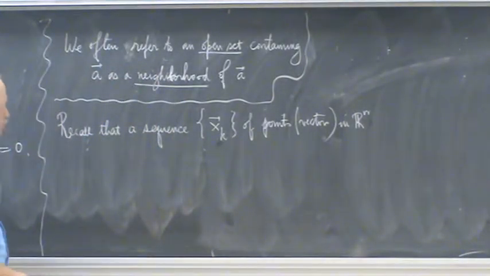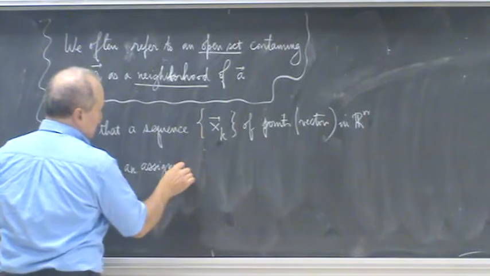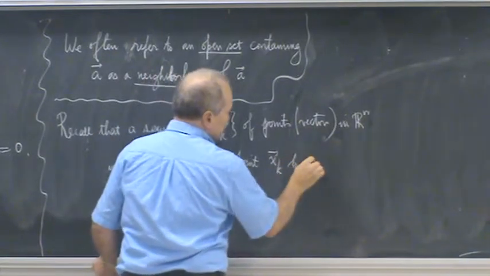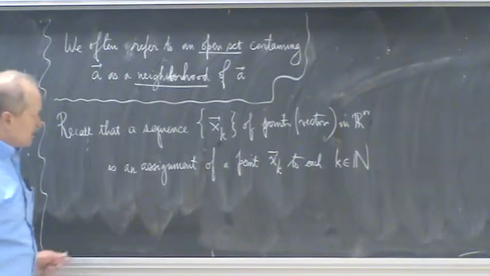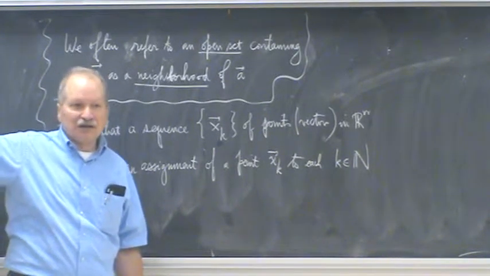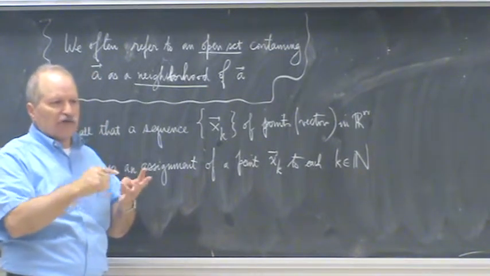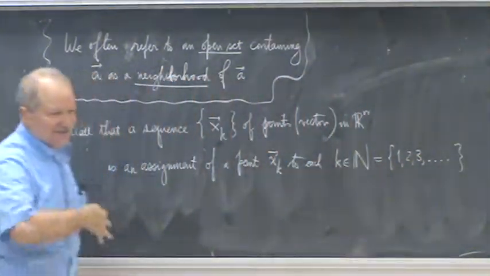In the book, it said it was basically mapping R1 to Rn. So every point in R1, not R1. Oh, sorry. Natural numbers. So it's an assignment of a point x of k to each natural number k. So those of you who like to think more abstractly can think of that as a function from the natural numbers to Rn. What's the difference between the natural numbers and R1? Natural numbers is just the counting numbers, 1, 2, 3, 4, 5. And R has all possible real numbers.